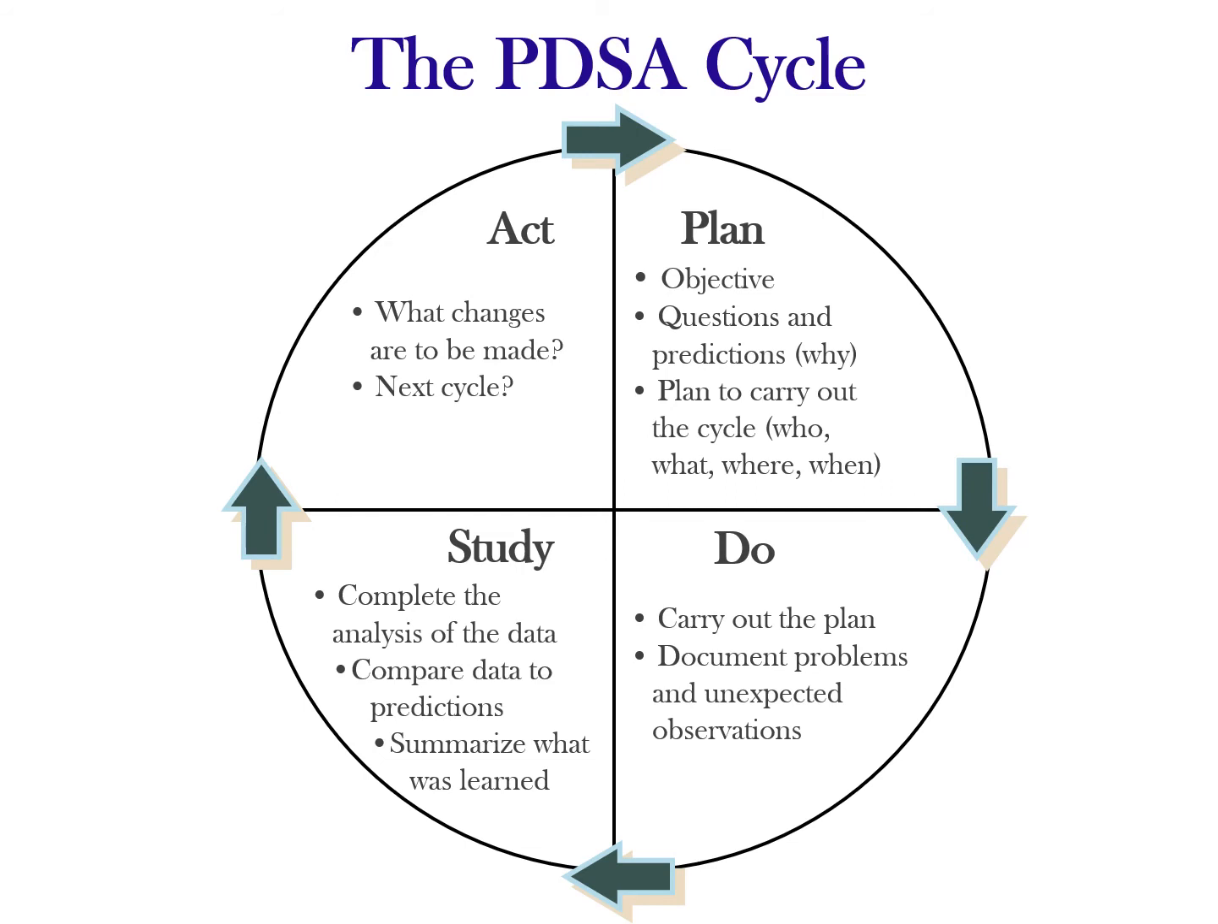Or is it something that just didn't work and you need to abandon it and try something different? And you can use the information from the lessons that you've summarized in the study phase and the decision you've made in the act phase to figure out what route you're going to take with your next test of change.